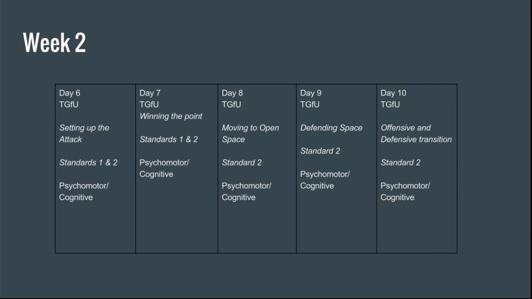For this age, there is no recommended lap count, but it can help show students that their fitness is improving. In week 2, we focus on the tactics of the game. The beginning of the week starts off with offensive skills such as setting up the attack, winning the point, and moving to open space. On day 9, we move to defending space, and on day 10, we then work on transition from offense to defense. The assessments for this week will be used as checks for understanding and Q&A sessions within the lesson, as well as a ticket to leave that will be used at the end of each lesson.